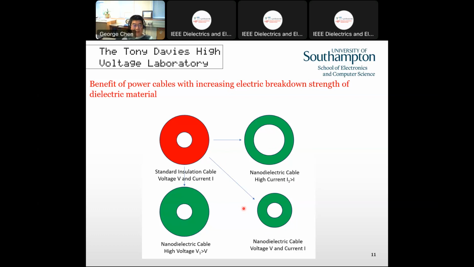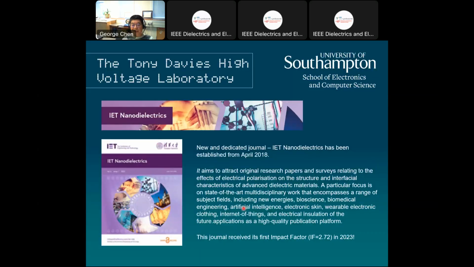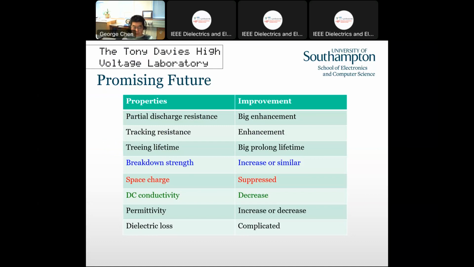Because of that, over the years, research on nano-dielectrics has experienced a very rapid increase. For that reason, a dedicated journal on nano-dielectrics was established in 2018, and this journal received its first impact factor last year. Now let's look at more details.